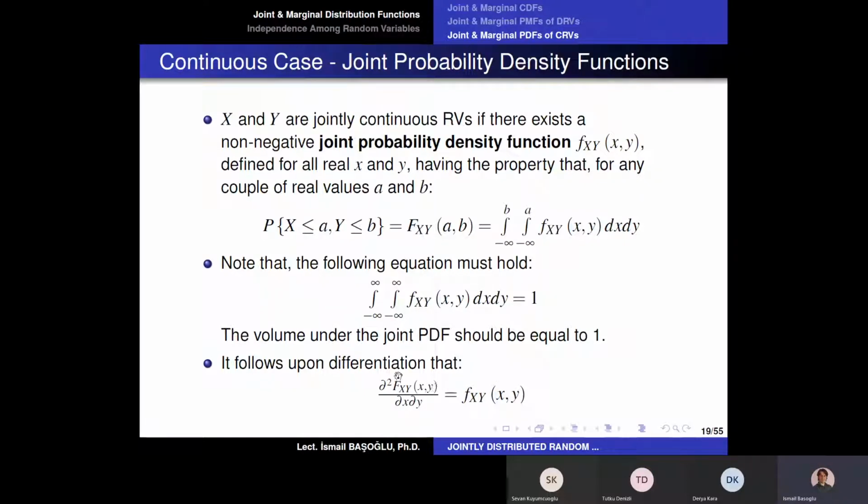Okay, so the second derivative, first with respect to one variable and secondly with respect to the other variable, then you are going to get the joint PDF if you take the second derivative of the joint CDF. My friends, it doesn't matter in which order you take the derivative. Okay, if you take the first derivative with respect to x first, then with respect to y, or vice versa, it doesn't matter, still you are going to get the same function.